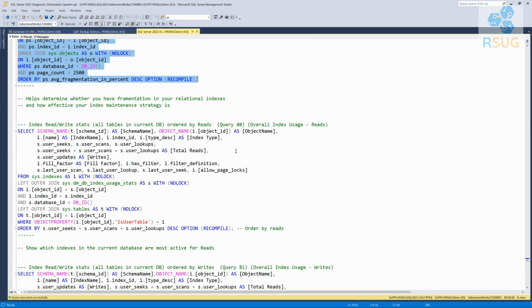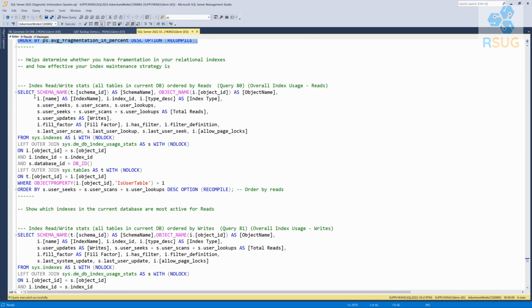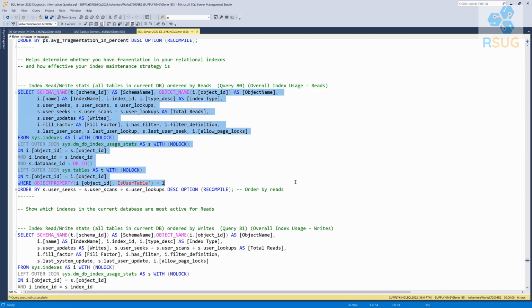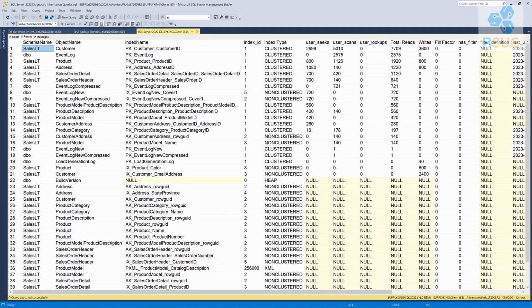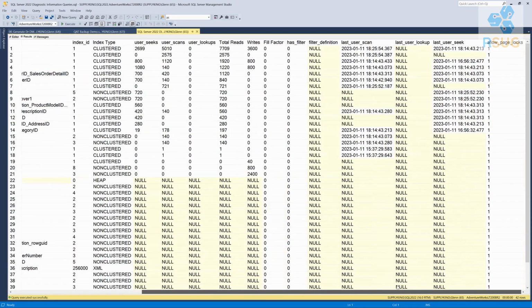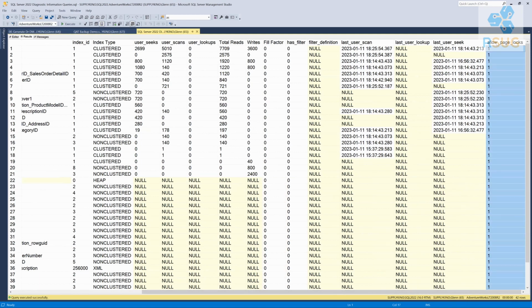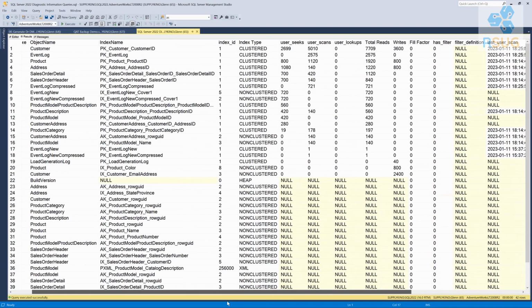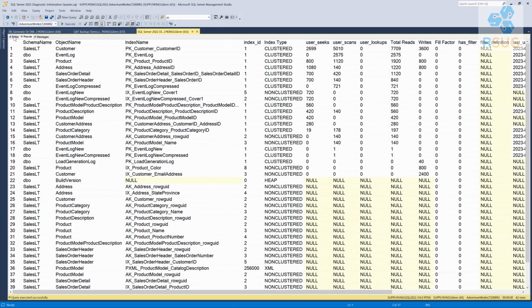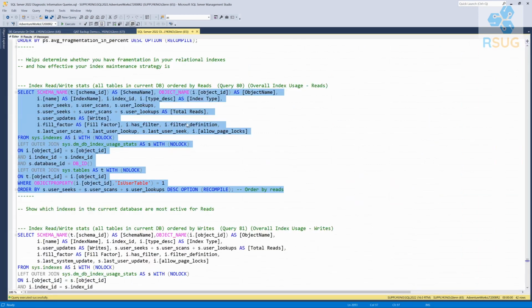All right, the next one is which indexes in this database have the most reads? And these are the ones that are really valuable for select queries. And this helps you decide things like maybe you want to compress that index. It also tells you whether or not page locks are allowed. Because if you don't have page locks allowed, you can't reorganize the index. All you can do is rebuild it. And it also can cause more blocking issues.